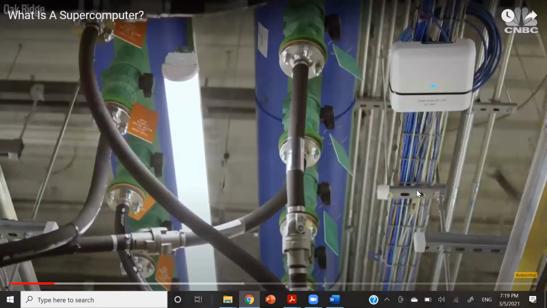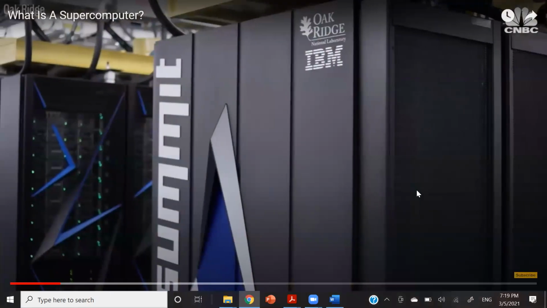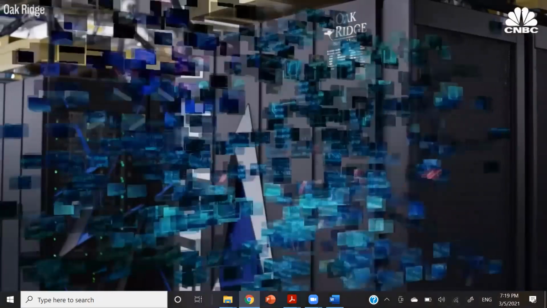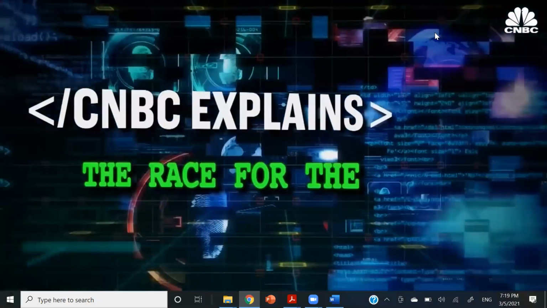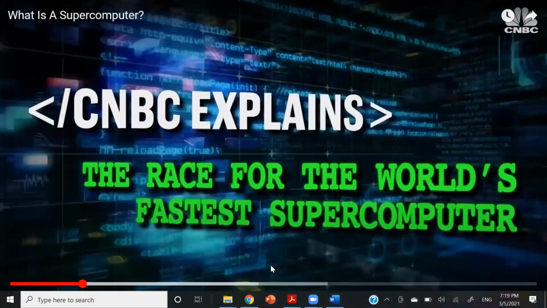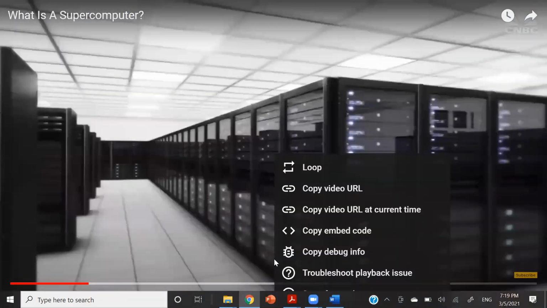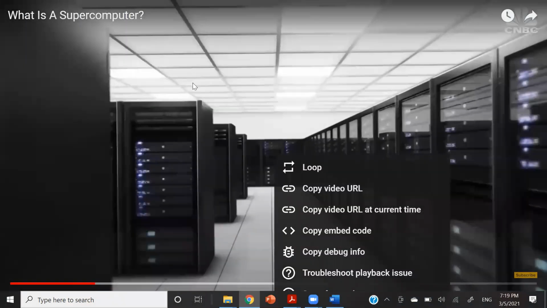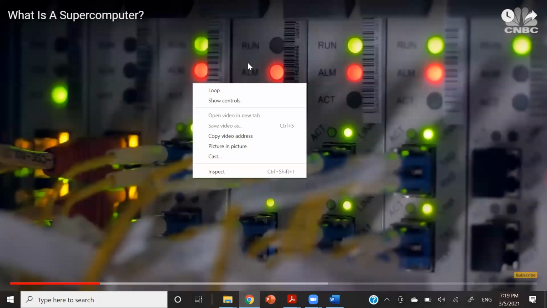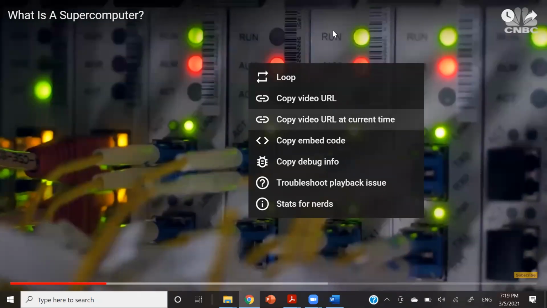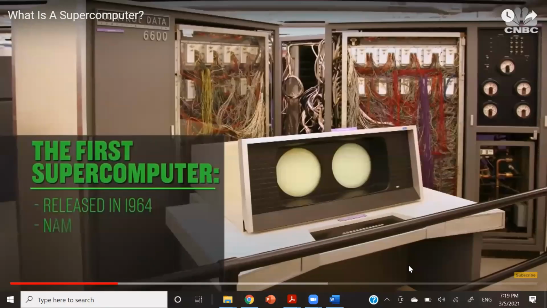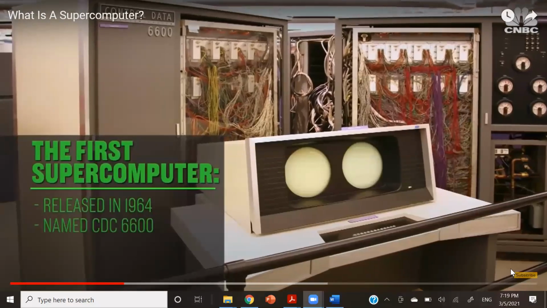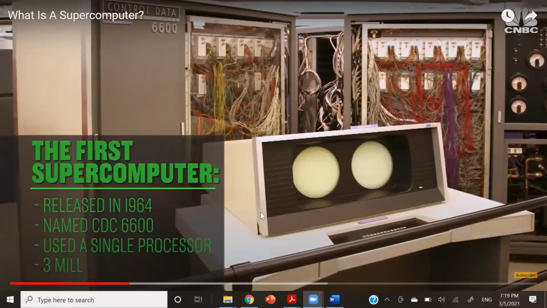Supercomputer built for Oak Ridge National Laboratory in partnership with IBM and NVIDIA. But what is a supercomputer? Today's supercomputers are comprised of thousands of connected processors, and their speed has grown exponentially over the past few decades. The first supercomputer, released in 1964, was called the CDC 6600. It used a single processor to achieve 3 million calculations.